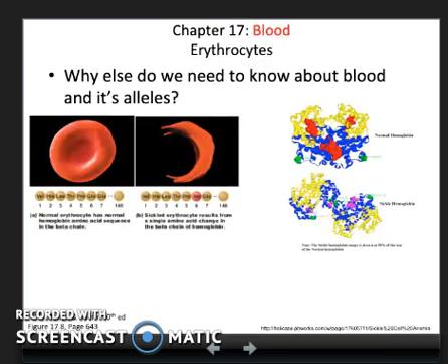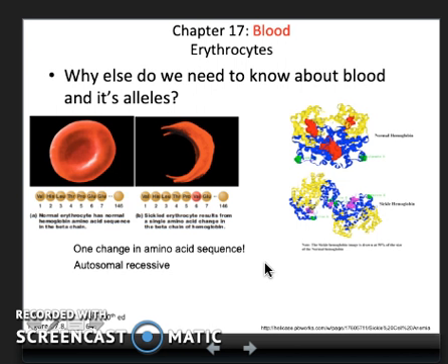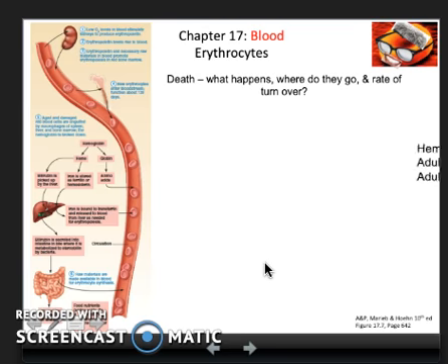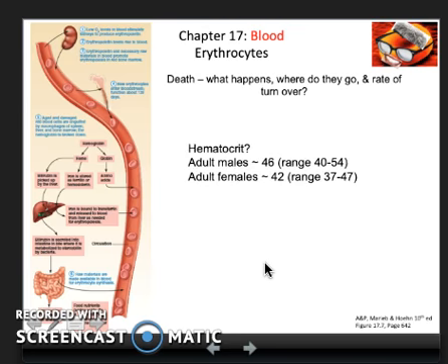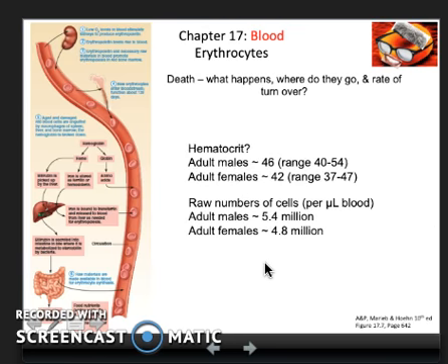Another thing about genetics is sickle cell anemia. We looked at this in lab. This is crazy. So this is the gene for our normal red blood cells. This is the gene for sickle cell. There's one difference in the amino acid sequence. It's autosomal recessive. Okay, so what happens with death? Hematocrit tells us how quickly things turn over. Here are the ranges. Adult males about 46.